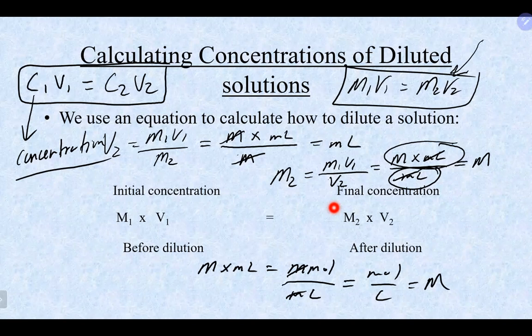Now, if you're solving for M1, that is typically the more concentrated solution's concentration. If you're solving for V1, that's how much of the more concentrated solution you're using. M2 would be the concentration of your diluted solution, and V2 would be the total volume of your new, diluted solution that you made. Any questions on that there?